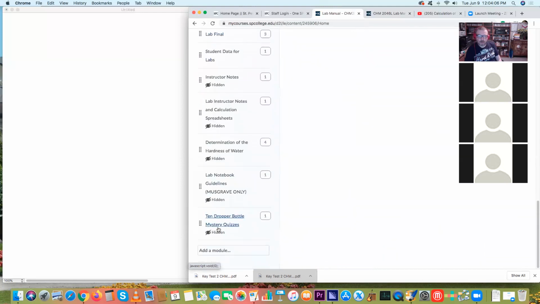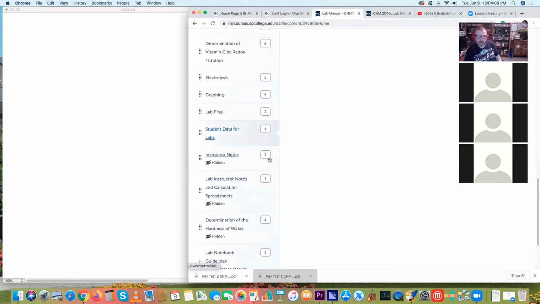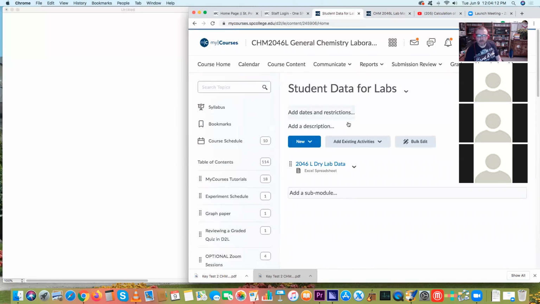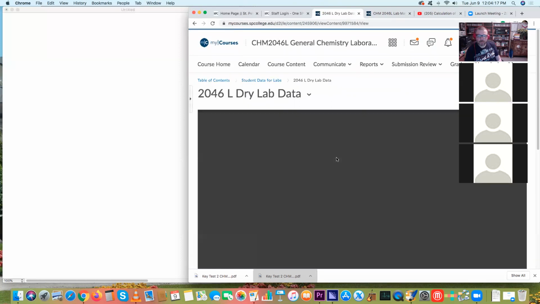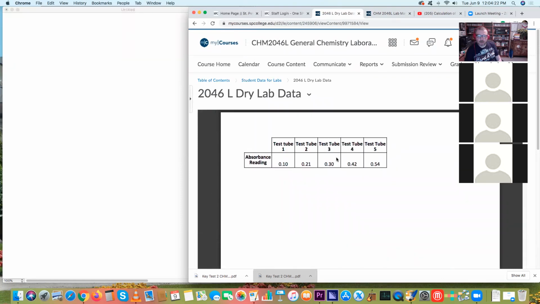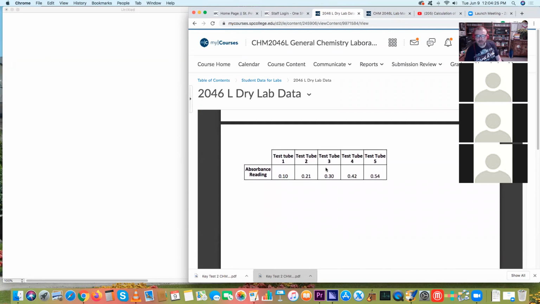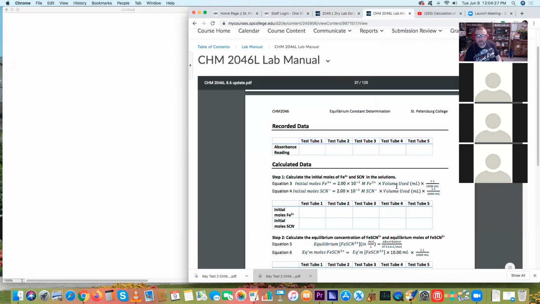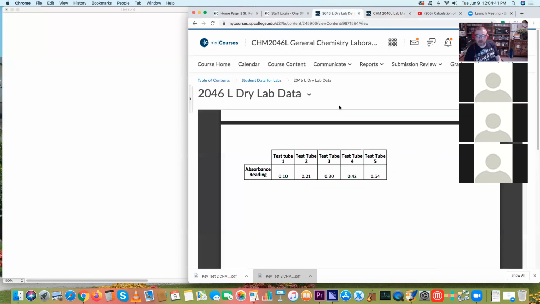The results, of course, are in the student data. And the data you're looking at are over here. So you need these absorbance readings, and that's what goes in here. Now, I did get a lab submission the other day where somebody had put in just 447 nanometers. That was the wavelength at which these absorbances were taken, but that was incorrect, of course. These are the absorbance readings you're using.